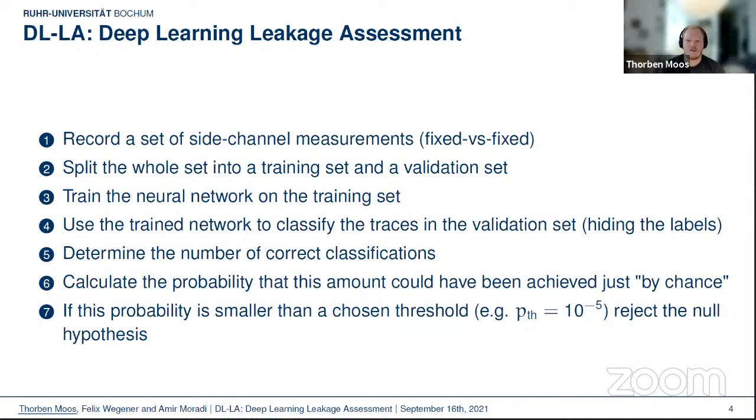Then we determine the number of correct classifications achieved by the network on the validation set. And what we are able to do with this number is calculate the probability that this amount of correct classifications could have been achieved just by chance by a classifier that is merely guessing. And if this probability is below a certain threshold, we reject the null hypothesis because we can conclude that indeed information is included in the traces, which allows classification into the two groups.